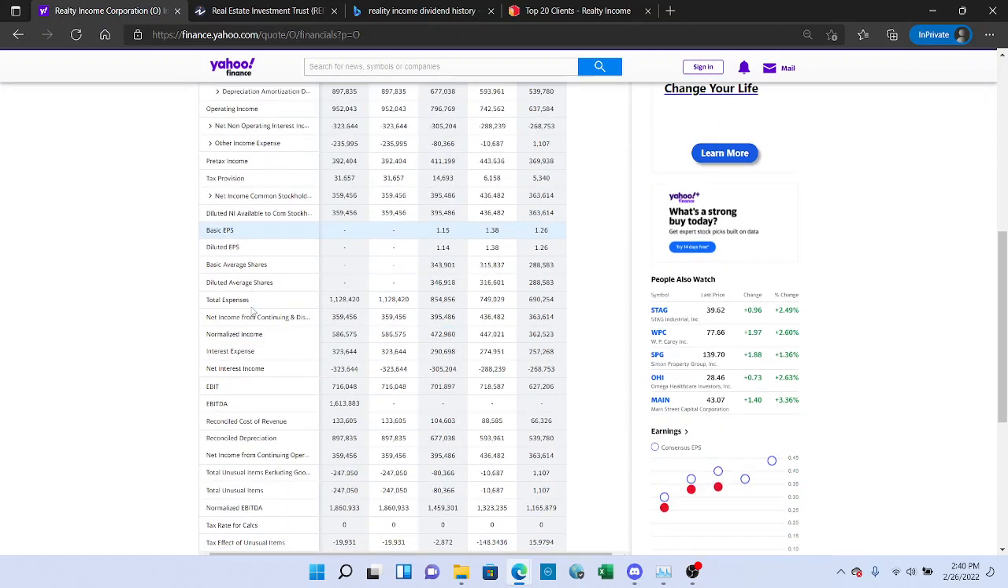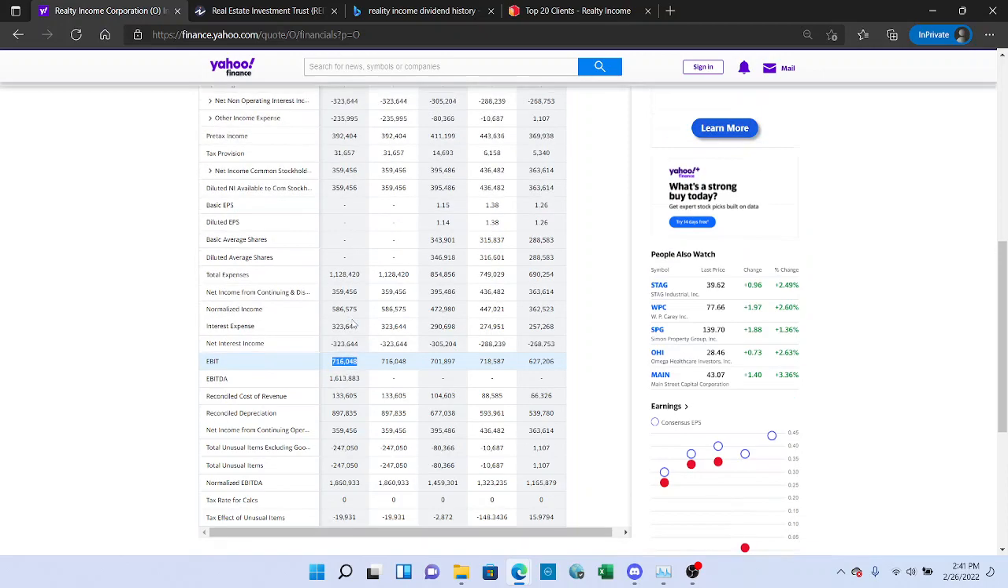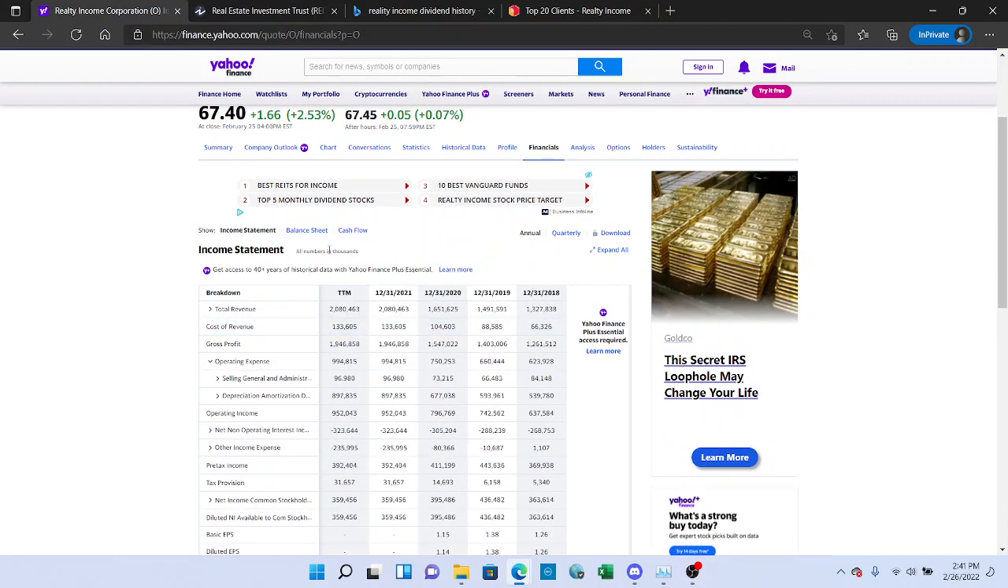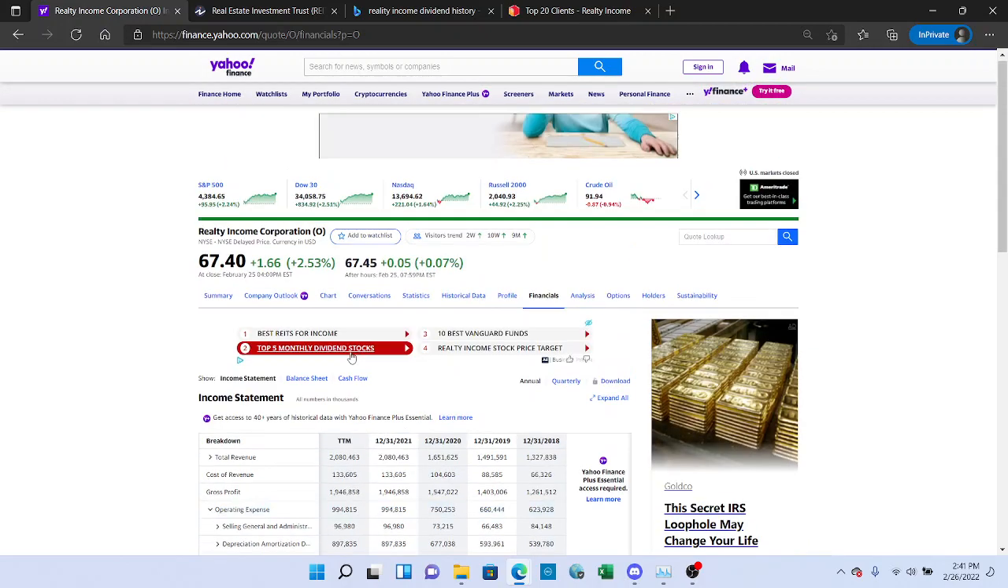So their bottom line right here actually shows 716, and keep in mind this is all in thousands. So this is 716 million. But if you look at their earnings before income tax, depreciation, amortization, this amount is actually a lot higher. But this is what they're getting taxed on because it's earnings before income tax. So they're getting taxed on this amount right here. So just keep that in mind.